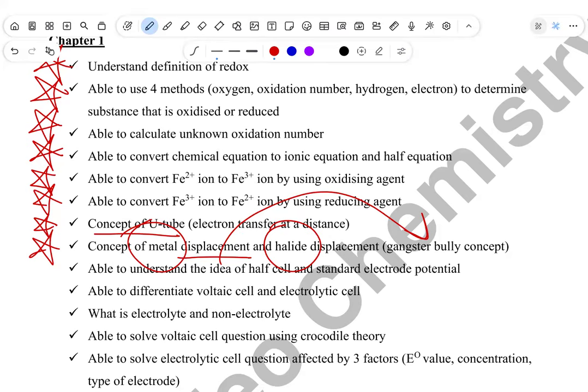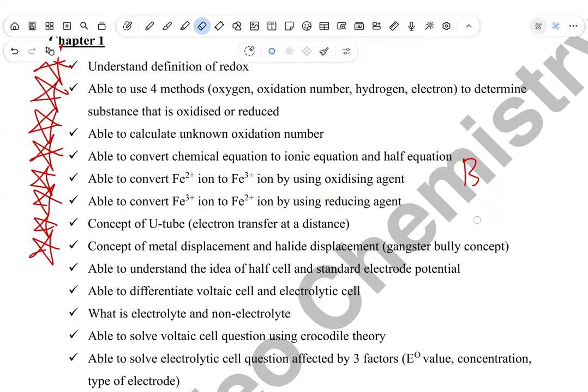So how to know which metal is more powerful? ECS, the electrochemical series. How to know which halogen is more powerful? Look at group 17: chlorine, bromine, iodine. Chlorine is more powerful than bromine. Bromine is more powerful than iodine. Make sure everyone knows that. So for me, these are still considered quite okay.